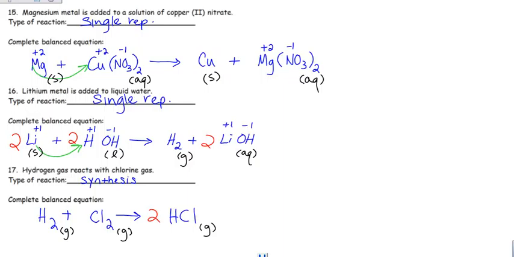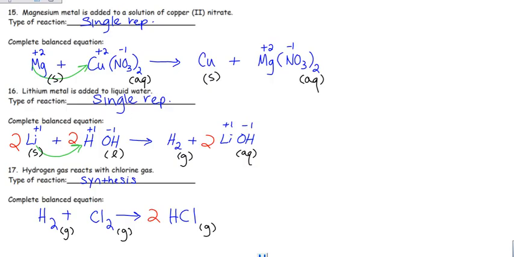A couple more single replacements. Magnesium metal is added to a solution of copper 2 nitrate. The magnesium is normally a positive ion. The copper plus 2 is obviously positive. So the magnesium needs to be higher or more reactive than copper. And if you check your reactivity series, it is.